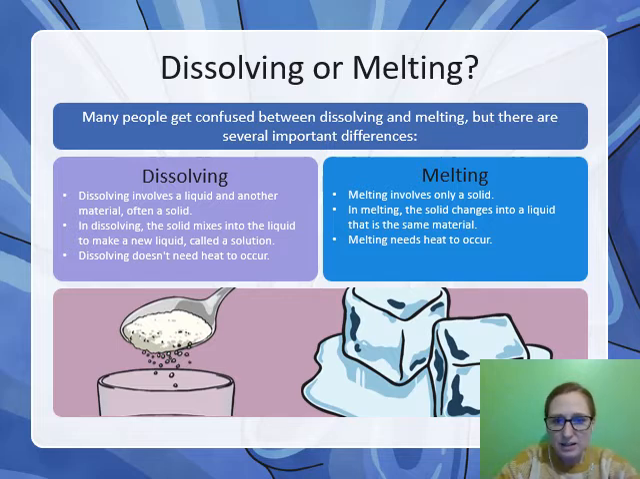Melting involves only a solid. In melting, the solid changes into a liquid that is the same material. Melting needs heat to occur. So if the sugar had melted, it would simply have been heated. There wouldn't have been any water put into it. And you can melt sugar, but it does make a huge sticky mess. I don't recommend it.